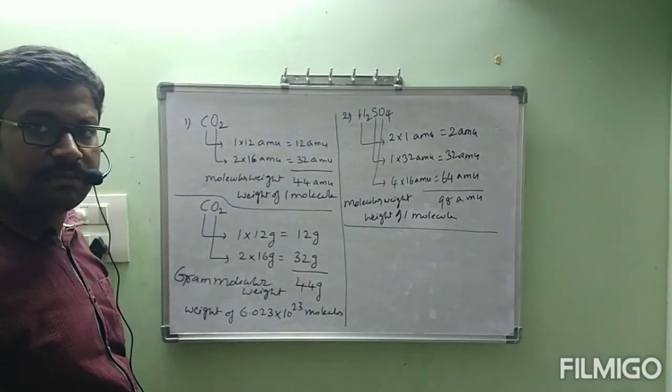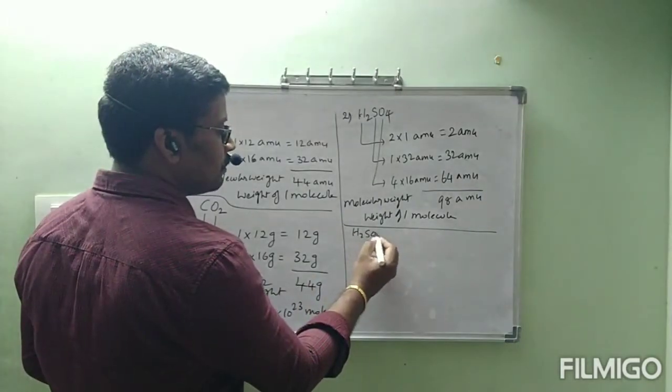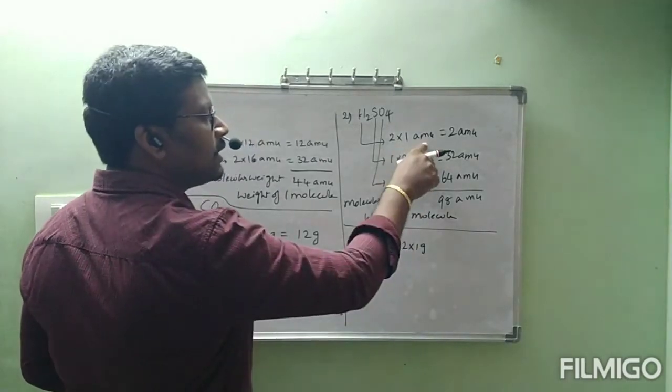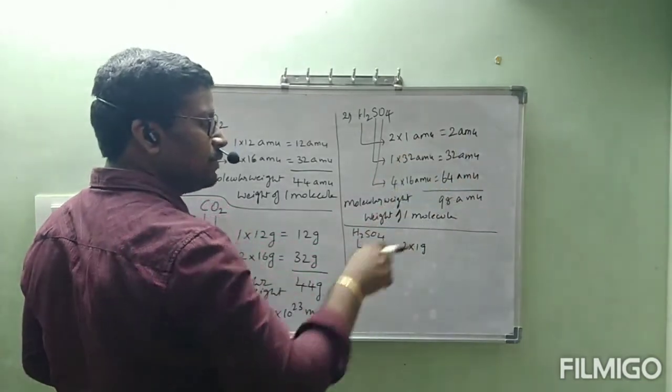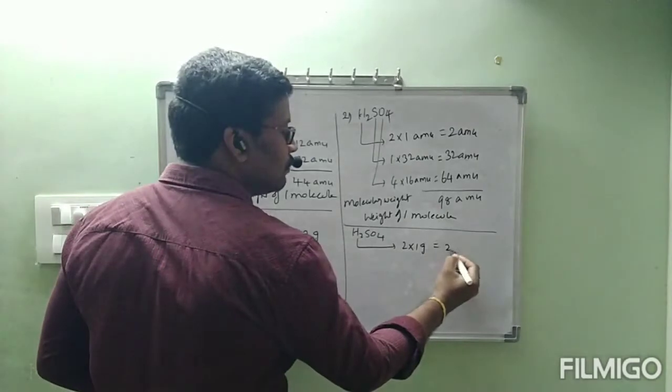Okay, now under this immediately I will write gram molecular weight also, H2SO4. 2 into 1 gram. Here I wrote 1 AMU. This is related to molecular weight, so I wrote everything in the unit AMU. Now I am writing this is gram molecular weight. Means 2 into 1 gram, 2 grams.